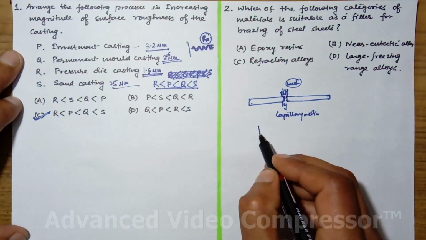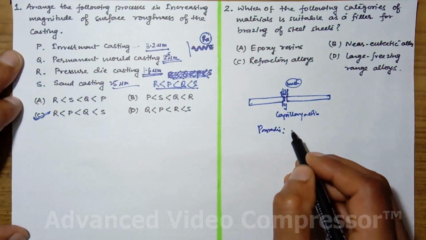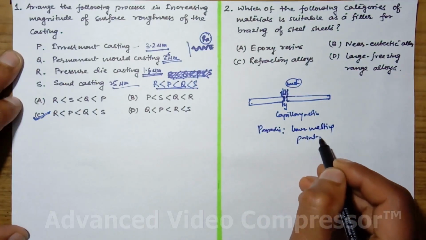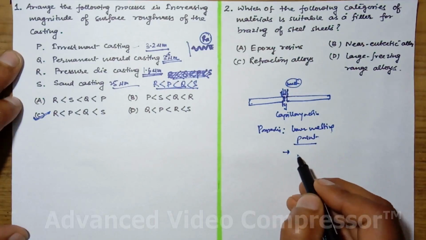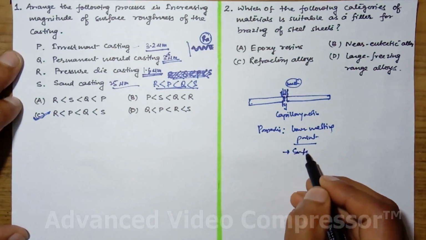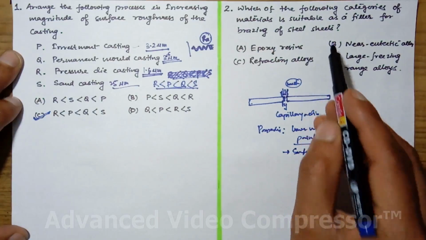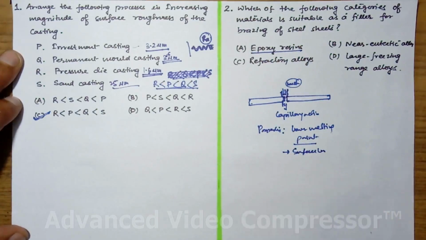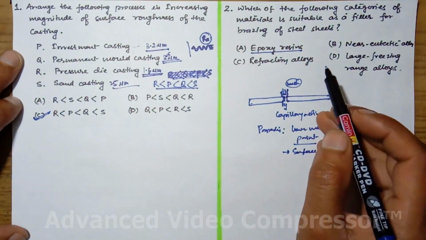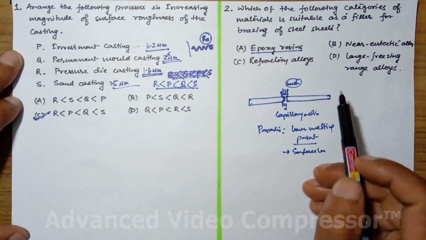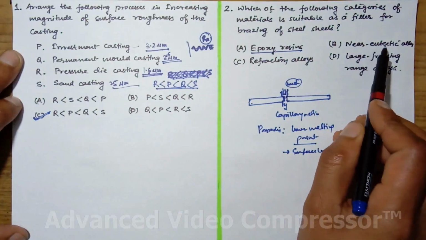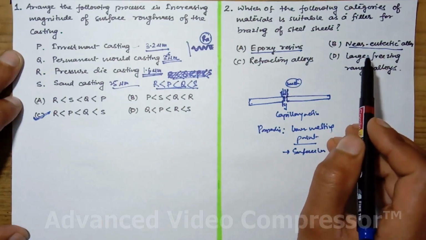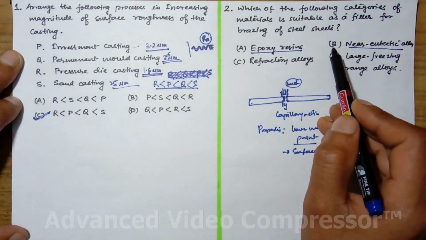So the property which is required is a lower melting point. This is the property which is required, and surface tension should be low. Now, since here we are brazing steel, epoxy resin cannot be used as a filler, because in brazing mainly metals are involved. Now second is the near eutectic alloys. We know that eutectic alloys have lower melting points, so this will be the answer.